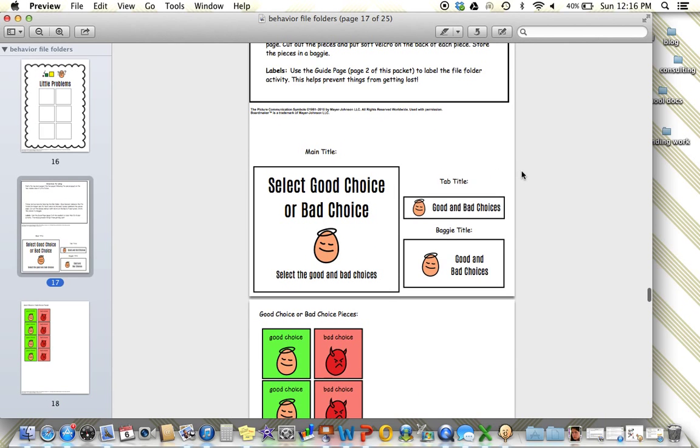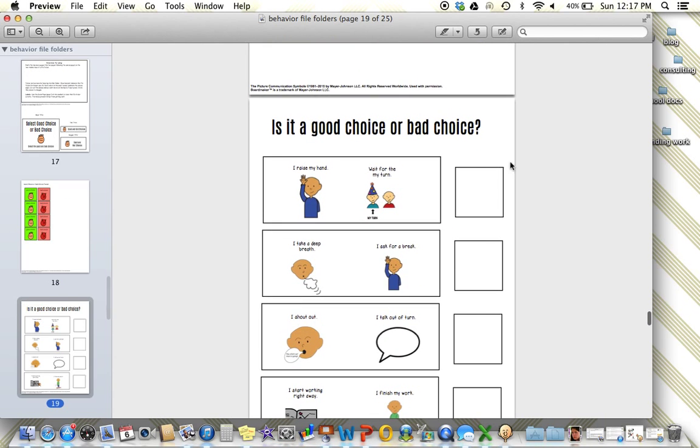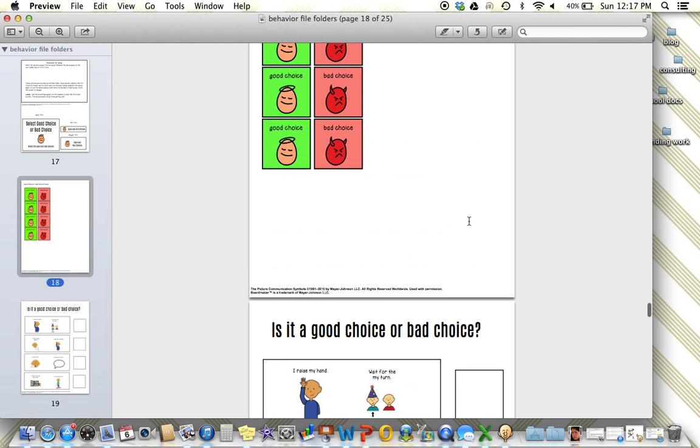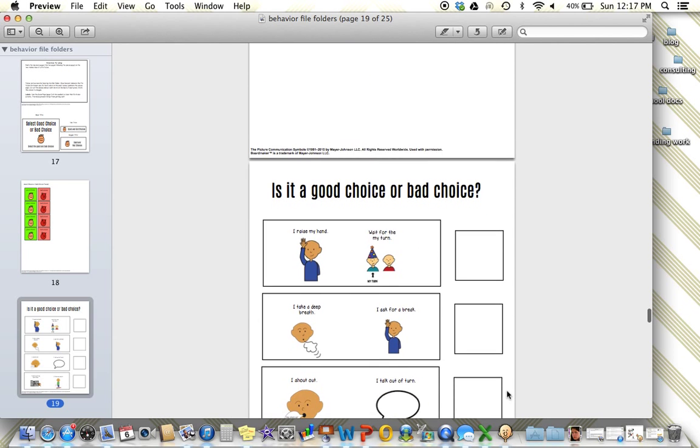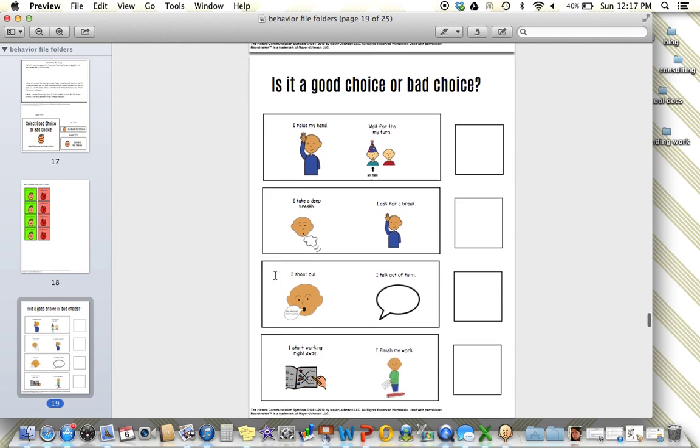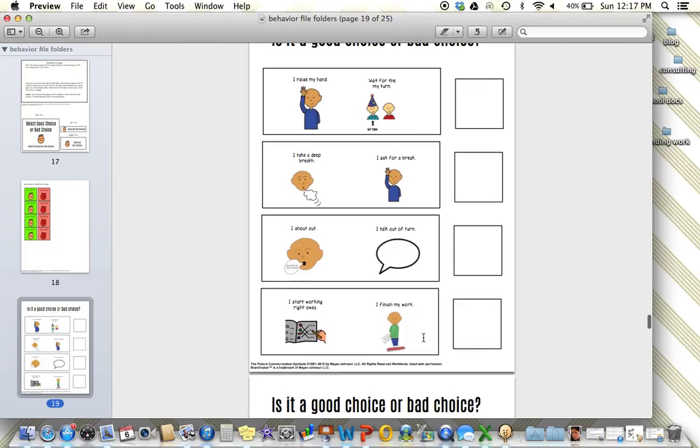Next is selecting a good choice or bad choice for each set of behaviors. So there's a set of behaviors, related behaviors, and then the student's going to match either the good choice or the bad choice picture on here. This is one of my favorites. I really like the way this one turned out. So an example would be like, I started working right away and I finished my work. Well, that's a good choice. Versus I shout out and I talk out of turn, it's a bad choice.